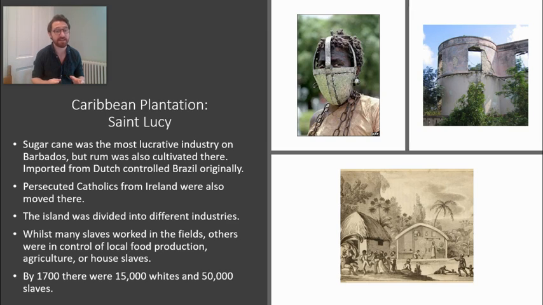You also have a decent number of white slave owners, about 15,000 by 1700, and they would have servants, and many who had worked in the fields, when they got older and less productive, became house slaves, which actually became a position that many slaves aspired to because it was much easier than working in the hot fields. So St. Lucie becomes this divided society of houses for slaves, houses for slave owners, and various different roles as well.